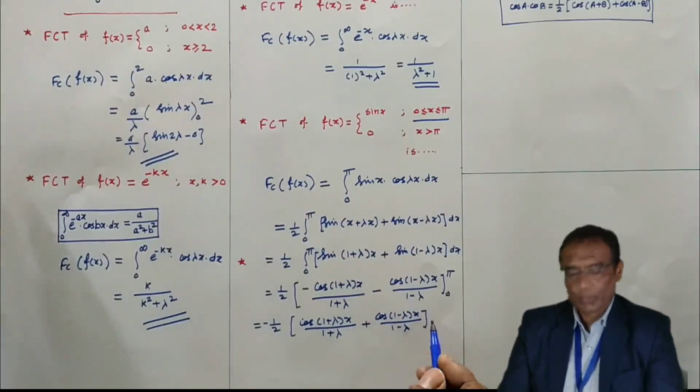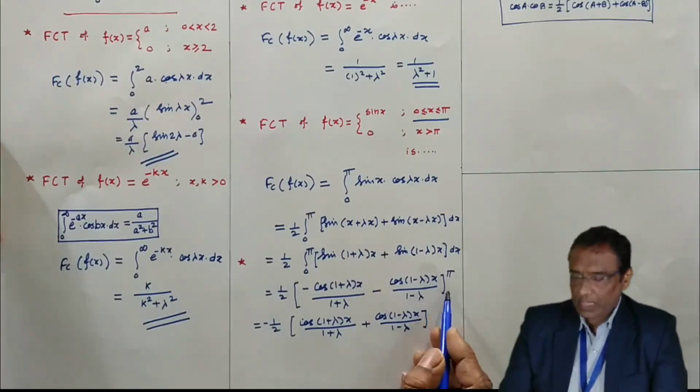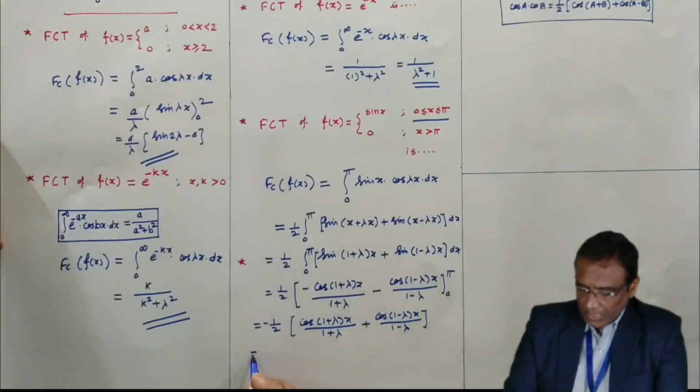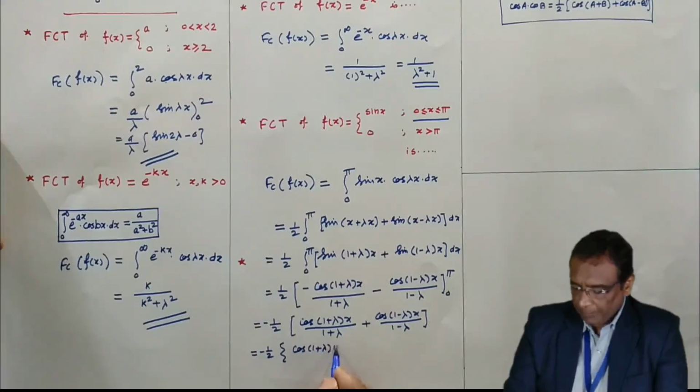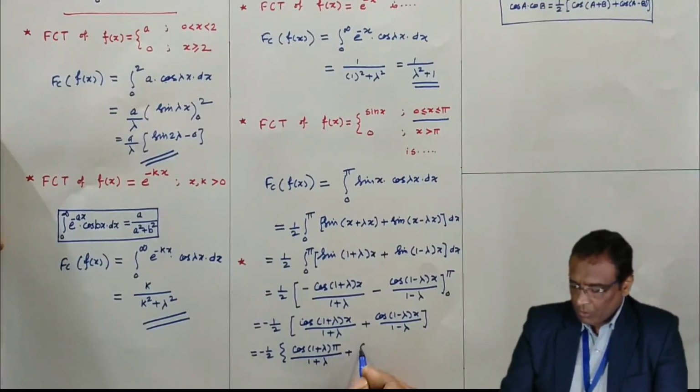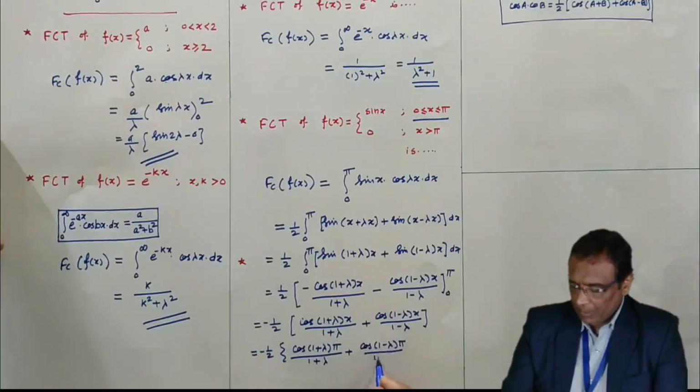Now put x equal to pi and x equal to 0. If you put x equal to pi, what will you get? cos((1 plus lambda) pi) by (1 plus lambda), cos((1 minus lambda) pi) by (1 minus lambda).